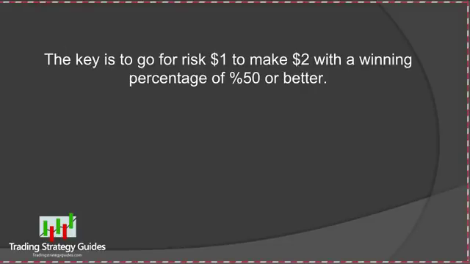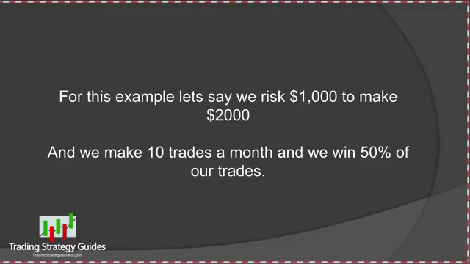And the key is to go for a risk of $1 to make $2 with a winning percentage of 50% or better. So that means if you're going to trade and you're risking $1, your goal needs to be to make a minimum of $2 with a winning percentage of 50% or better. That's pretty much it. So let's go ahead and actually show an example.